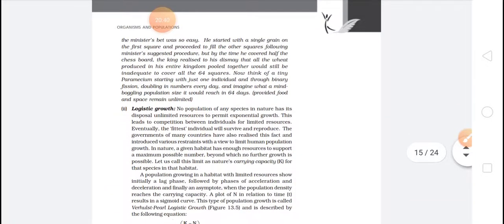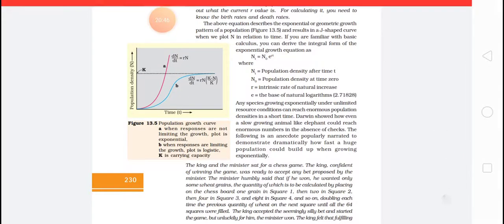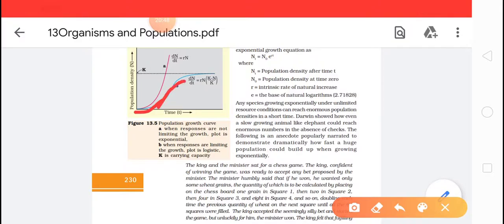So we have two types of growth: exponential growth and logistic growth. Logistic growth is when we have limited resources, and this will show a lag phase, then a phase of acceleration and then deceleration, and finally an asymptote, that is, they will come to a stationary level. Because of this, we can show you the graph. It is like this, blue in color: accelerating, then a certain decline, and after that a constant is seen.